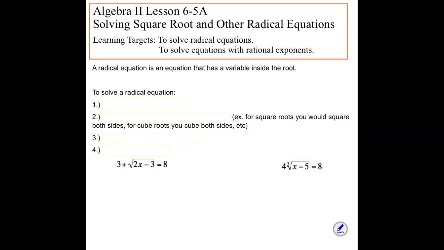Welcome back. Today we are going to look at section 6.5a, solving square root and other radical equations. Our learning targets today are to solve radical equations and to solve equations that have rational exponents.